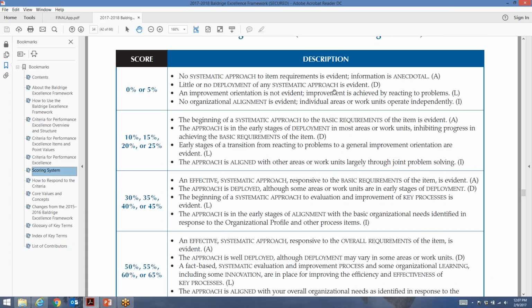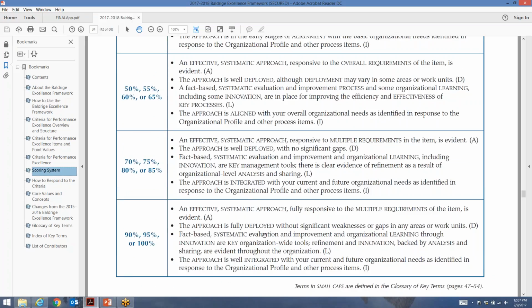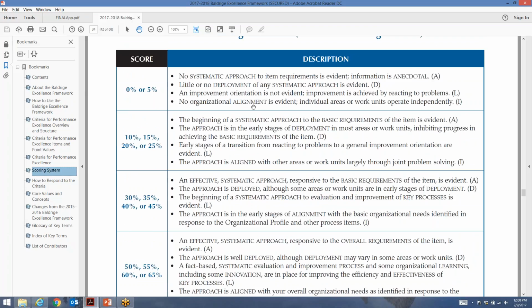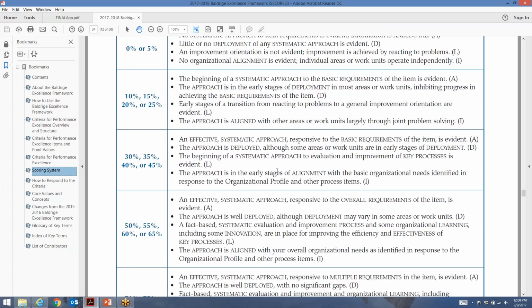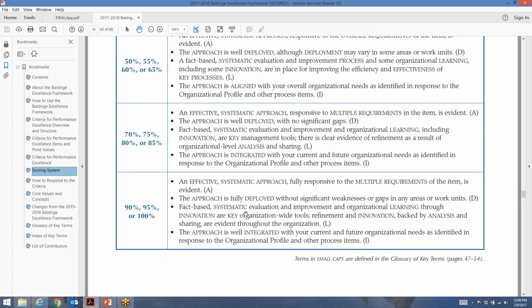So that's the A. The D, start out with little or no deployment and go all the way to fully deployed without any significant weaknesses or gaps. So that's the range there. Either you've got no deployment or you've got an approach that is fully deployed. We'll talk about what that means towards the end here. Learning, you've got no improvement orientation, moving up to early stages of reacting to problems, moving to the beginning of a systematic approach to improvement, and all the way to a fact-based systematic evaluation, improvement, organizational learning, and innovation. Those are tools that you use.